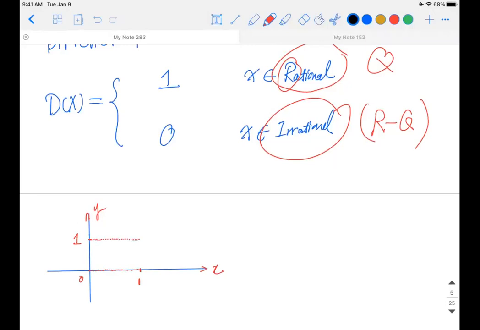Why? Because we know that between any two rational numbers, there will be at least one irrational number. Is it right? Between any two irrational numbers, there will be at least one rational number.